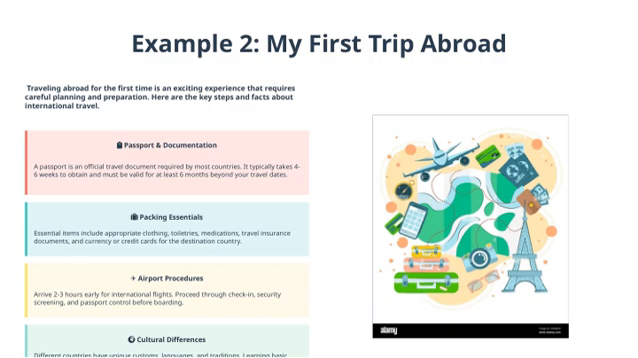Next, packing essentials is crucial. I want to bring the right clothing for the climate, toiletries, any medications I might need, and important documents like travel insurance. Also, I should carry local currency or credit cards suitable for my destination to avoid any inconvenience once I arrive. Arriving at the airport early is another key point, about 2 to 3 hours before my international flight.